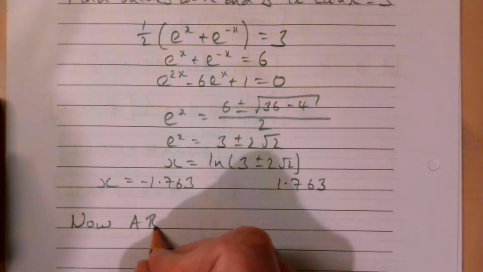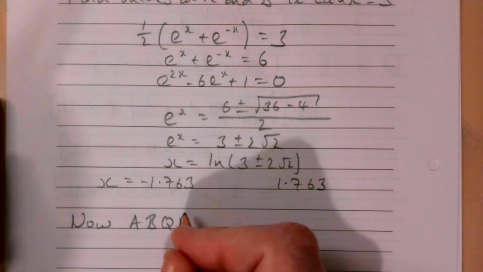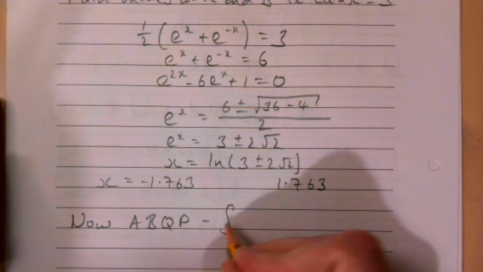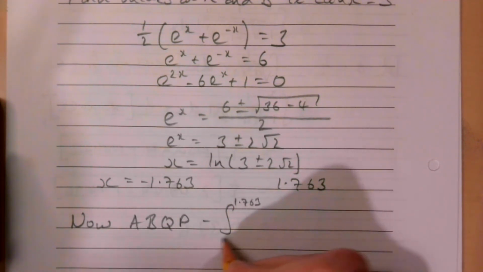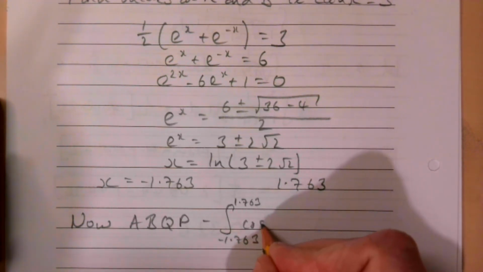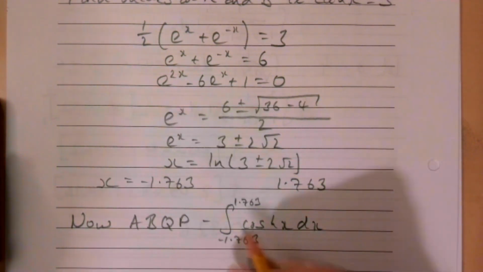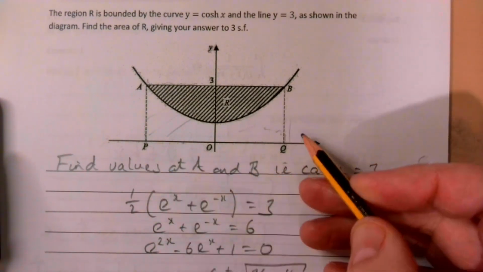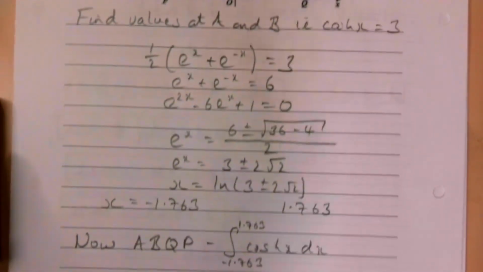What do we want to do then? Now, the area is A, B, Q, P minus the integral between 1.763 and minus 1.763 of cosh x dx. So what's this? This is the area of the rectangle. Take away the integral, which will give us the area underneath. So that's our required area.